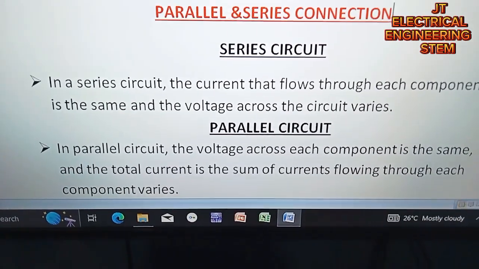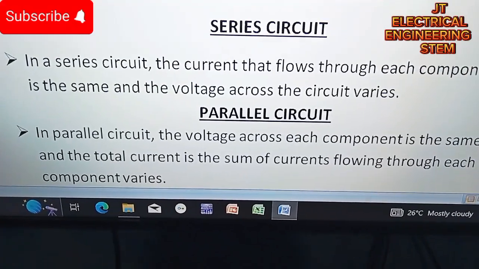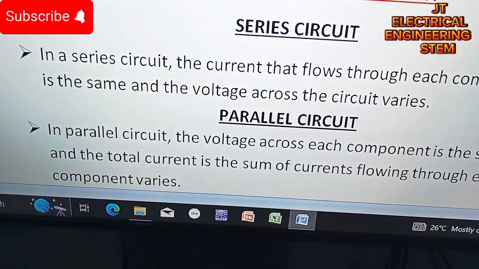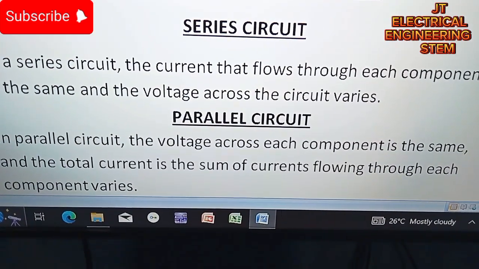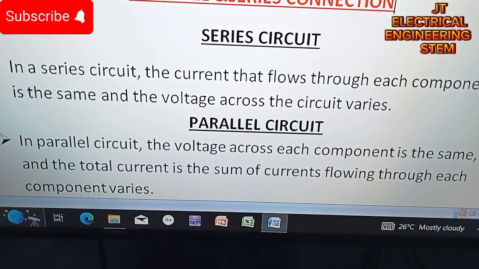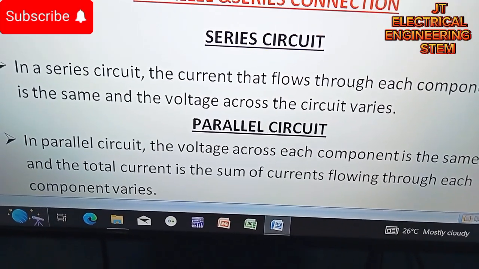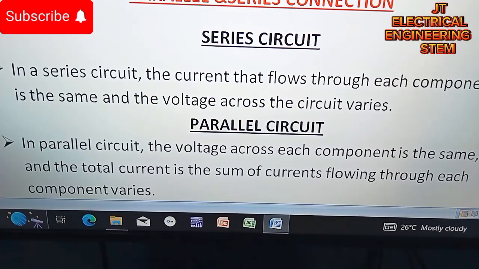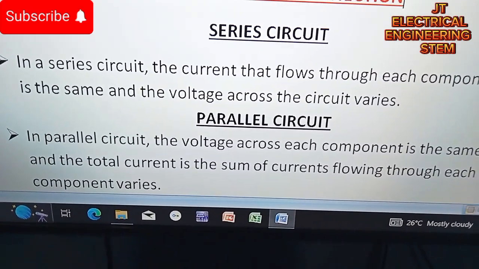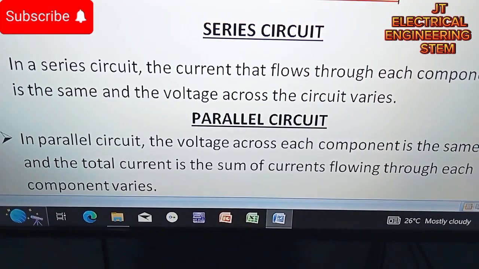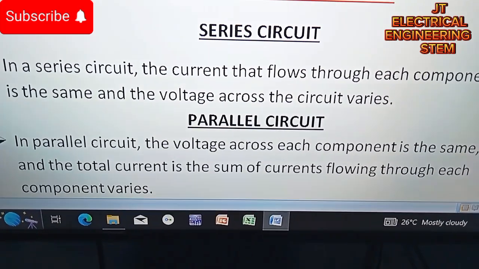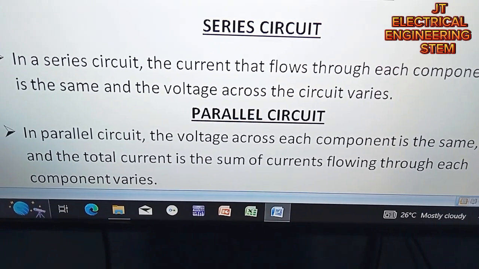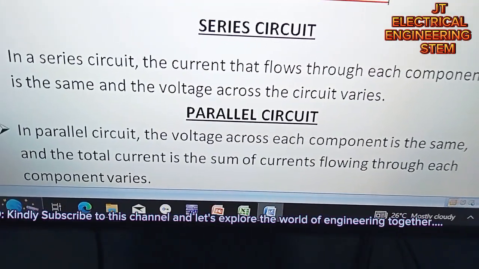So let's come down to our parallel circuit. In a parallel circuit, the voltage across each component is the same and the total current is the sum of current flowing through each component.